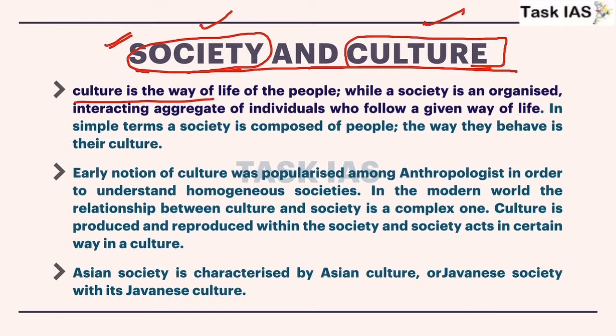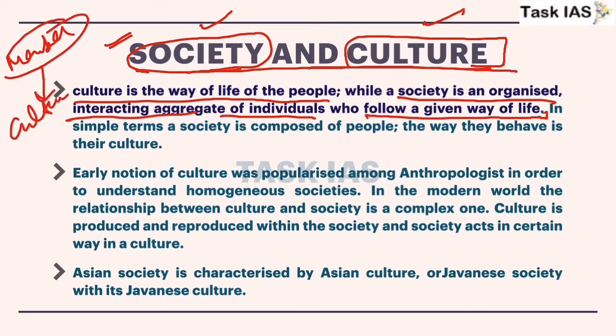Now culture is a way of life of people, while a society is an organized interaction, an aggregate of individuals who follow a given way of life. That means culture is a particular way of living. So it shows our behavior, our ideas, our customs. But in society there are different individuals, and also note that members of any society have a certain kind of culture. They follow some cultural traits. That means we can't actually differentiate society and culture because there is some kind of interdependence.